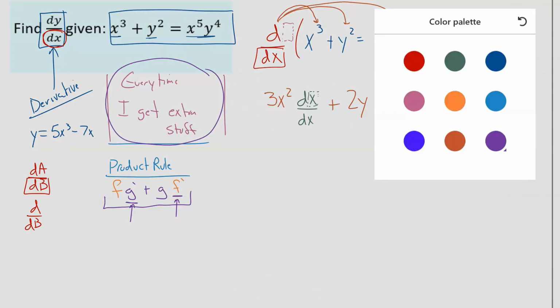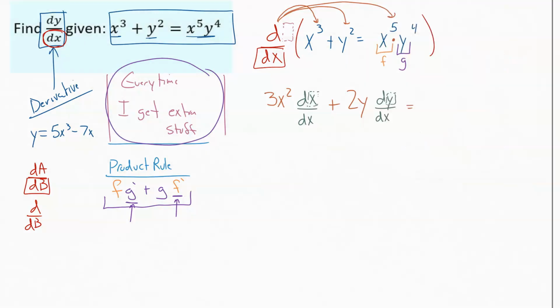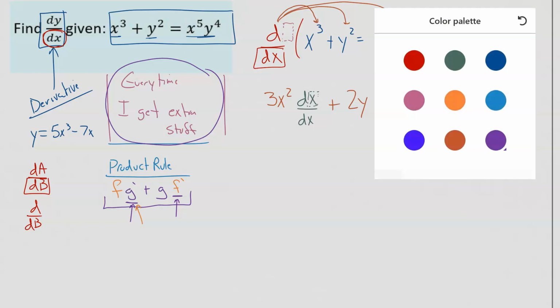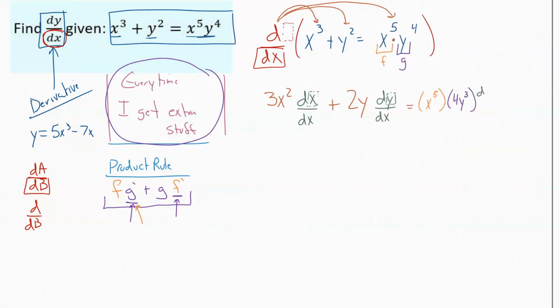So we follow the rule. The rule says first go grab f. So we grab the f piece. That's going to be x to the fifth. Then it says go grab g prime, so the derivative of the g piece. The derivative of y to the fourth would be 4y cubed. We took a derivative, we get extra stuff. We took the derivative of a y, so we get a dy dx.